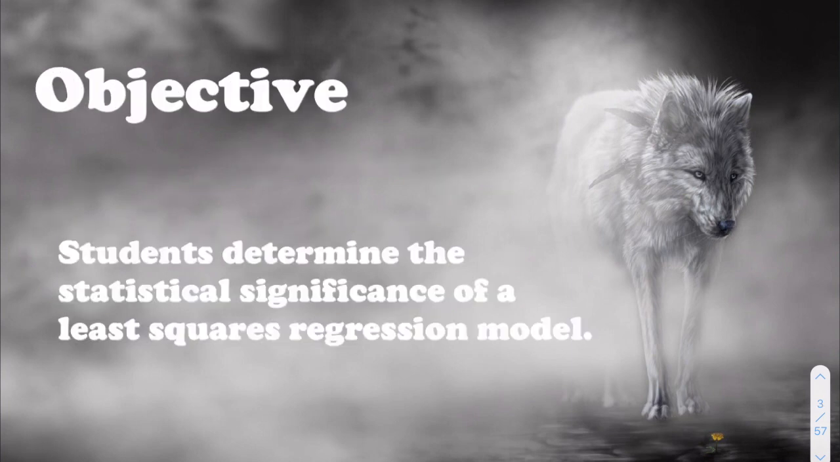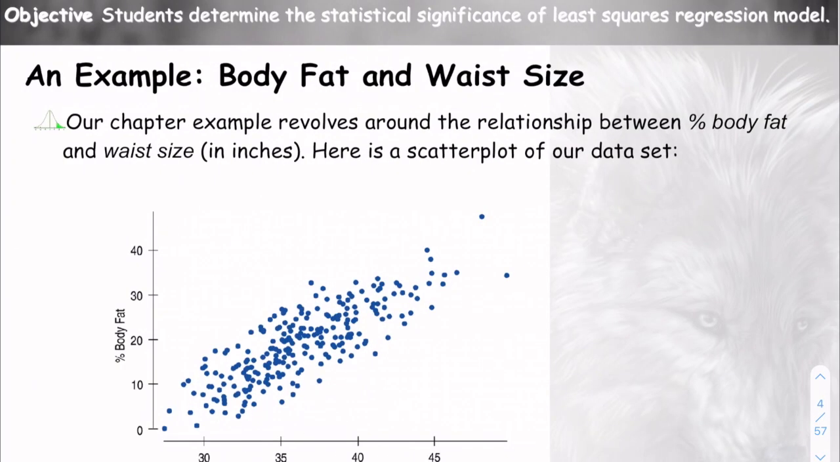And our objective for this chapter, chapter 27, will be to determine the statistical significance of a least squares regression model. So this first section, we're going to be focusing on this one example that our book uses. This example revolves around the relationship between percent body fat and waist size in inches. Here is a scatter plot of our data.